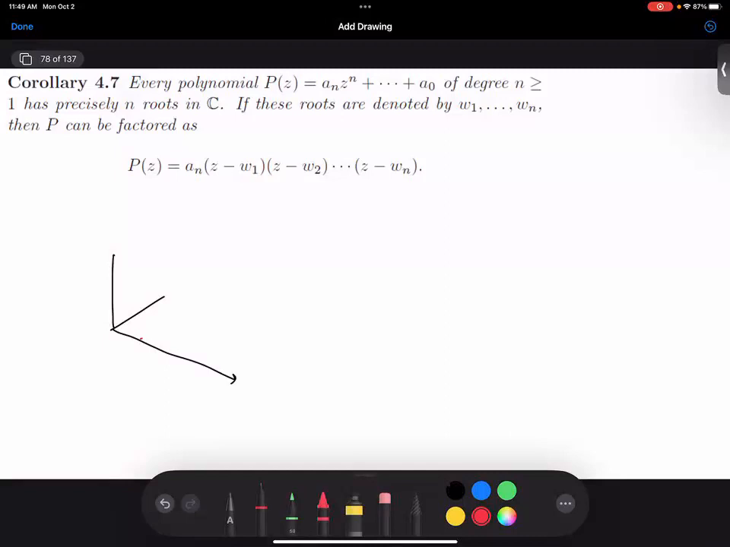I apologize for the crappy drawing. Does anybody know what this looks like? Electromagnetic radiation. Right? You have your magnetic field and you have your electric field. Does anybody know about the Poynting vector? What does the Poynting vector tell you? The direction of energy transfer.